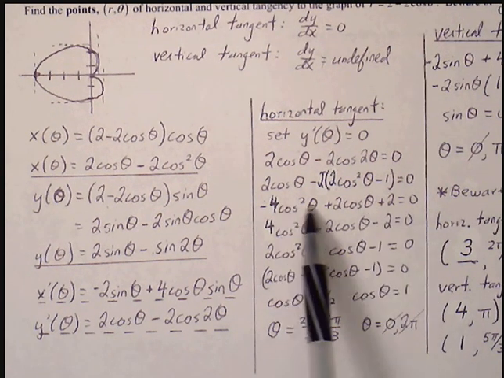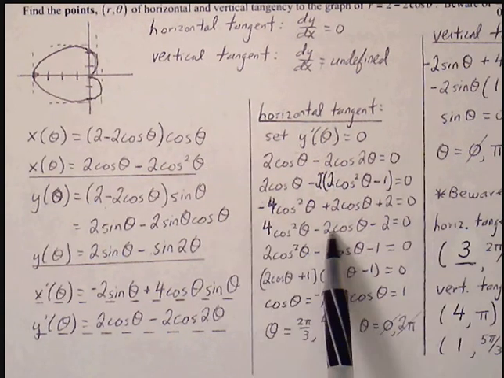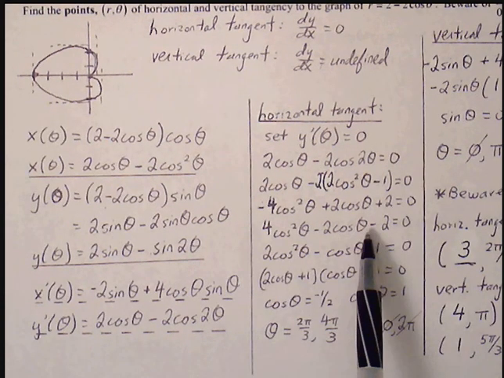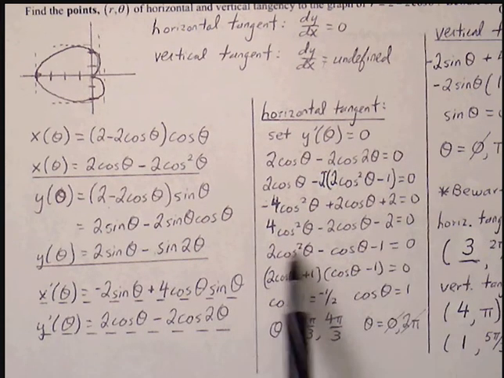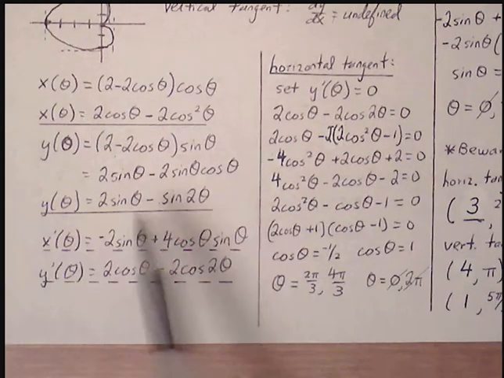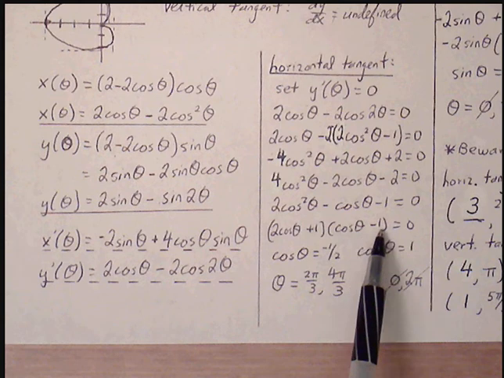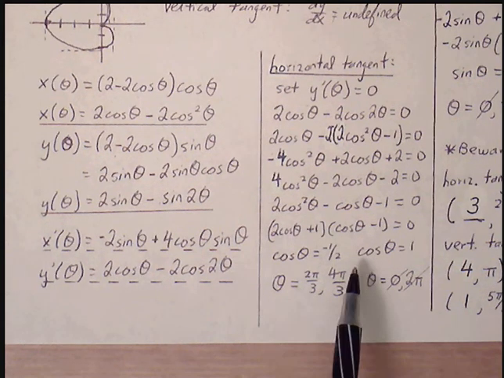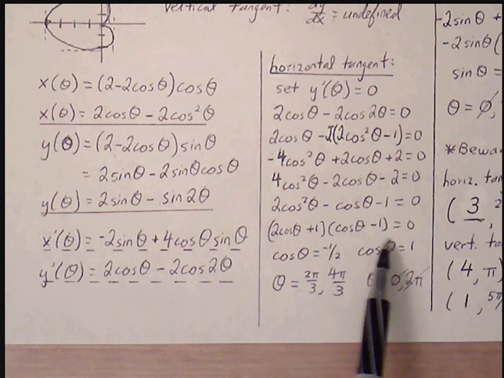So from here, I'm going to make my first term positive, so change the signs of every term. Divide everything by 2 to take out my GCF. So I'm left with 2 cosine squared minus cosine minus 1. Go through my factoring: (2 cosine theta plus 1)(cosine theta minus 1). Set both equal to 0. Cosine of theta is equal to negative 1/2. Cosine theta is equal to 1.